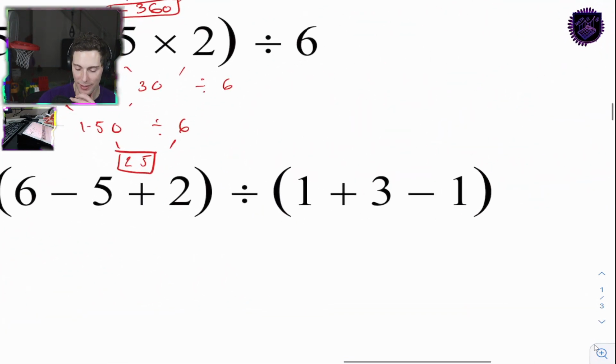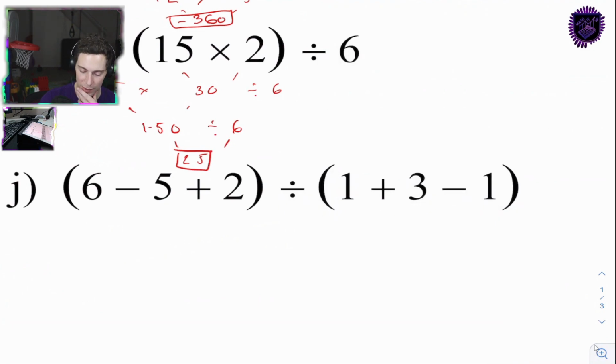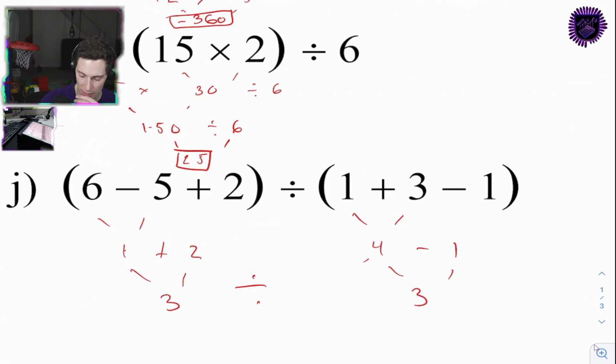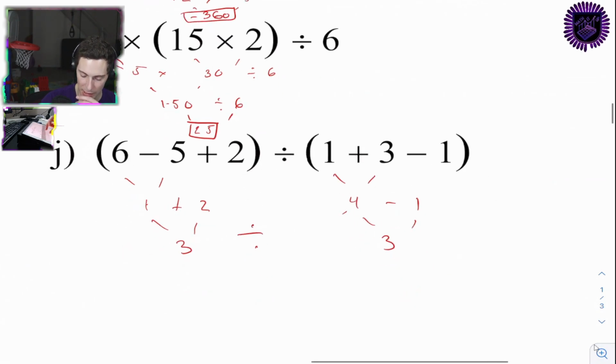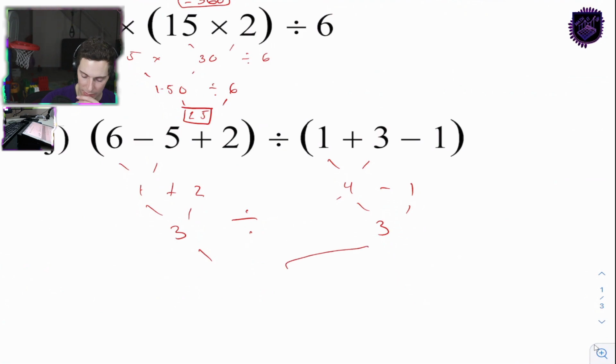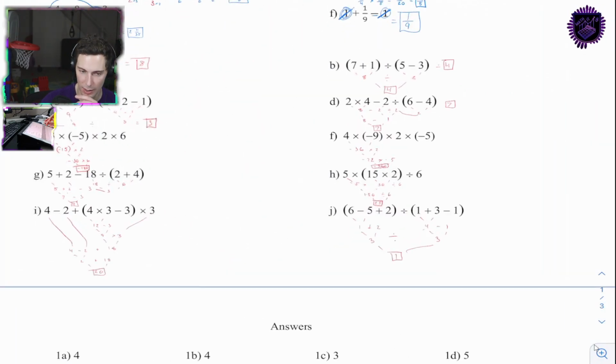Oh, there's a lot of parentheses on this one. But yeah, let's do this in sign first. 5 minus 6 is going to be 1 plus 2, which is going to be 3. And then we're going to divide whatever that is from this bracket, which is 1 plus 3. 1 plus 3 is 4 minus 1 equals 3. Hey, 3 divided by 3. It's going to be 1. That's our answer for J.